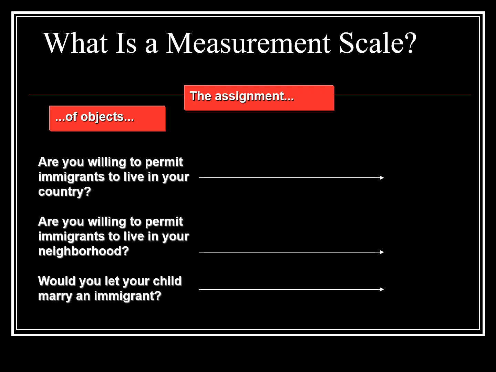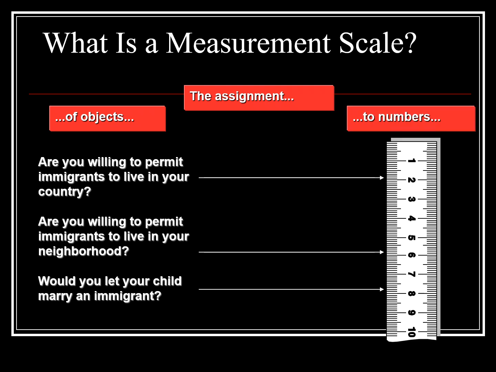This is what is often referred to as an ipsative scale. In other words, as you agree with each item, you should naturally agree with the items that came before it. So if you would let your child marry an immigrant, we would assume that you would also be willing to let immigrants live in your neighborhood, and you would also be willing to permit immigrants to live in your country. And we're going to assign those objects to numbers. So a measurement scale is the assignment of objects to numbers. And what is the process that we're using? In other words, what is the operational definition?